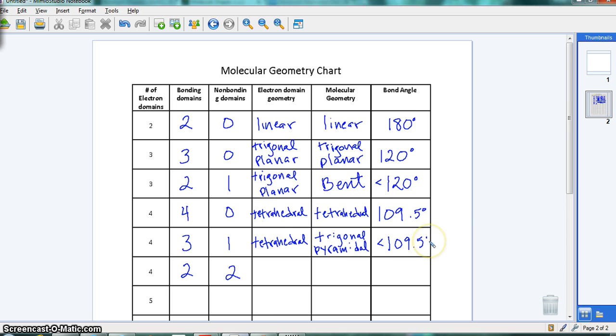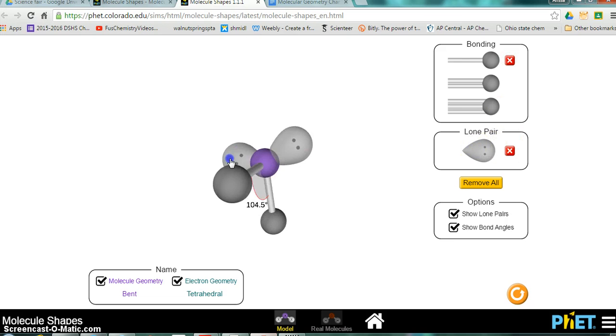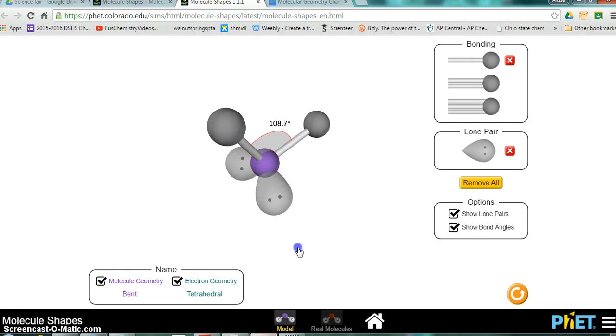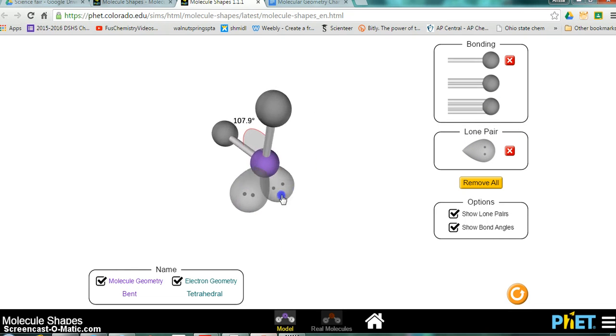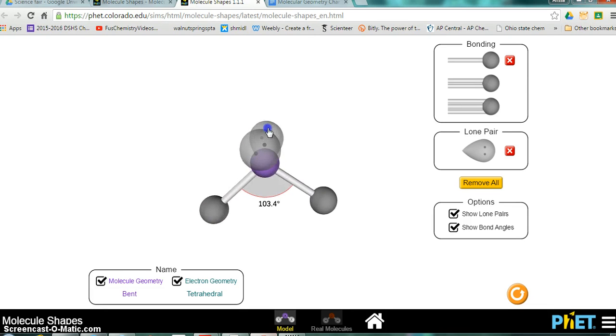Okay, and then our next one, back to our model, take off a bond, add another lone pair. You can see the 4 groups are still evenly spread out around that central atom, but this time our molecule is bent. So we have 2 different types of bent molecules, one with 4 groups and one with 3 groups.